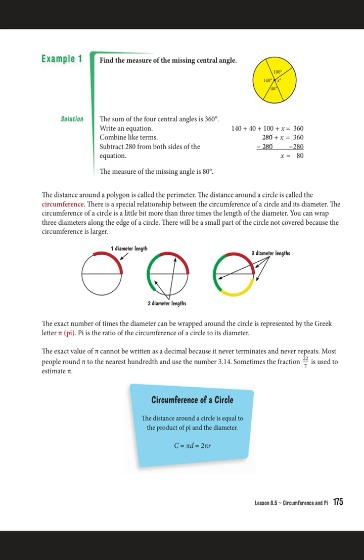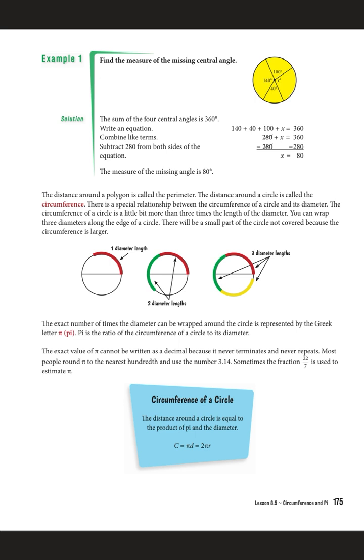All right, down there in the middle, it says the distance around a polygon is called the perimeter. The distance around a circle is called the circumference. There's a special relationship between the circumference of a circle and its diameter. The circumference of a circle is a little bit more than 3 times the length of the diameter. You can wrap 3 diameters along the edge of a circle. There will be a small part of the circle not covered because the circumference is a tad bit larger.